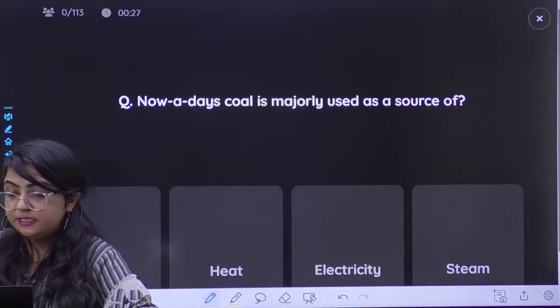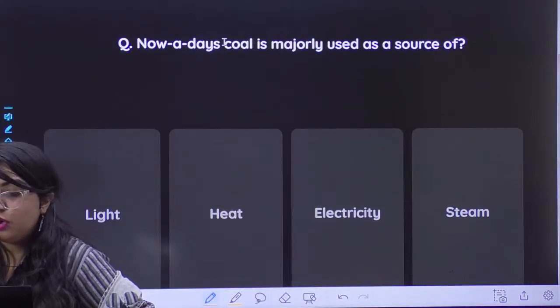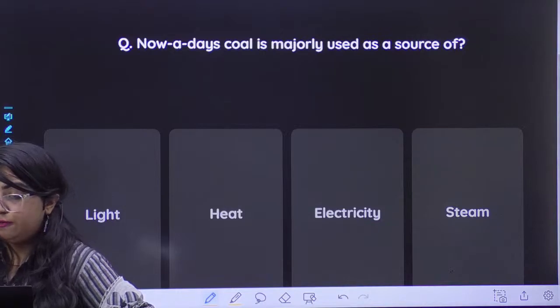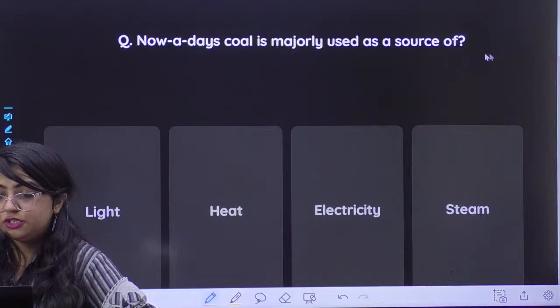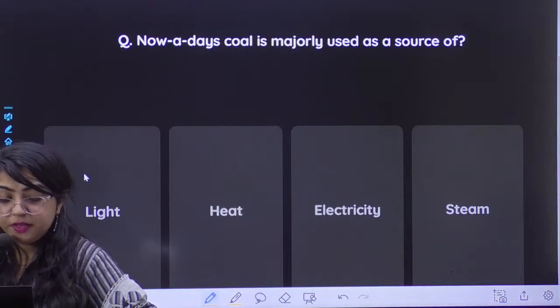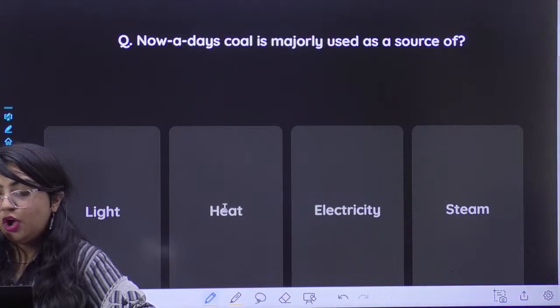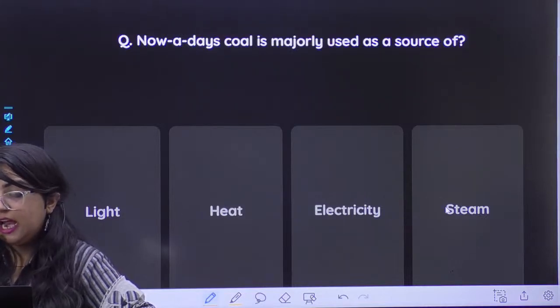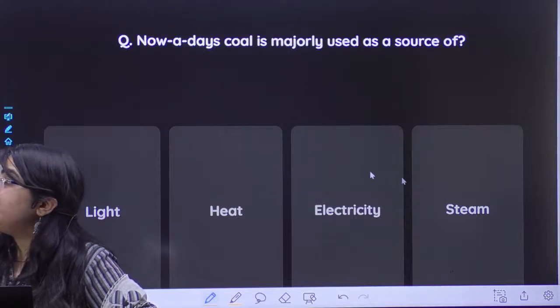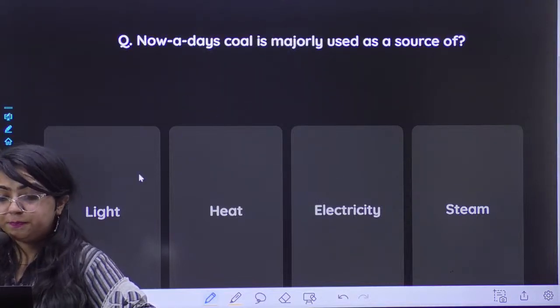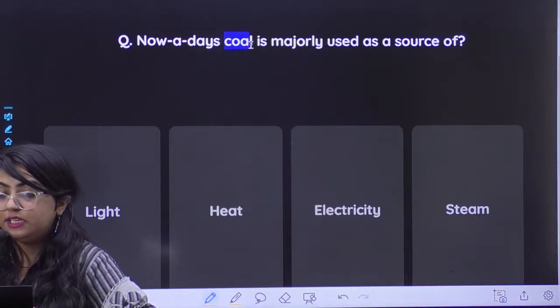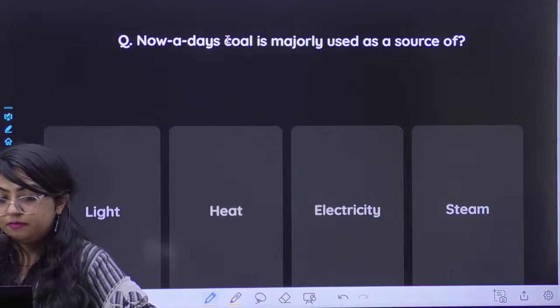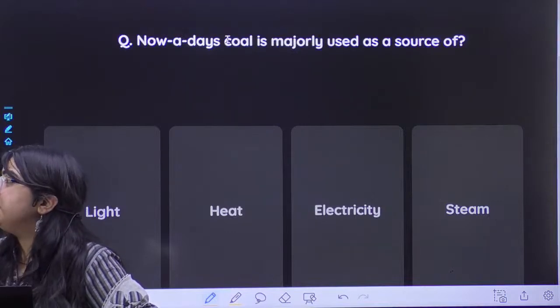Okay, so now the next question is, nowadays coal is majorly used as a source of, so the coal, for which purpose it is majorly used? We need to answer that. Option A is light, option B is heat, option C is electricity, and option D is steam. So we need to find out which one is the most appropriate use of the coal these days. Please answer within 30 seconds.